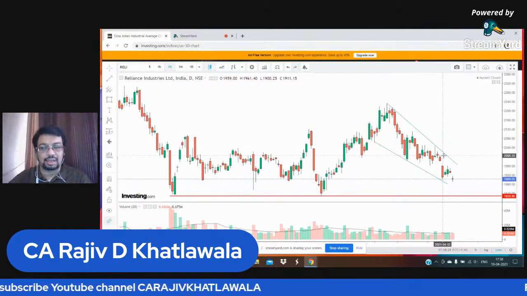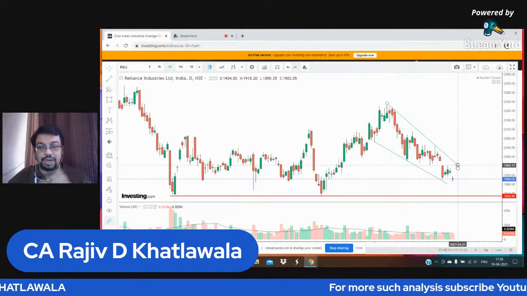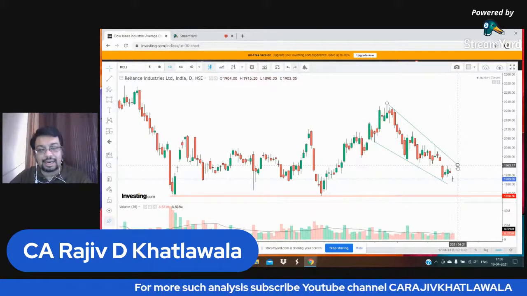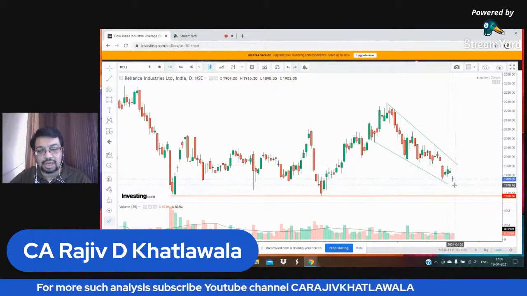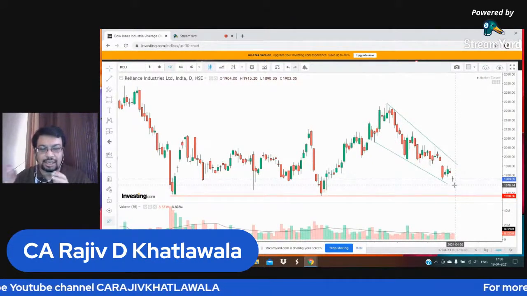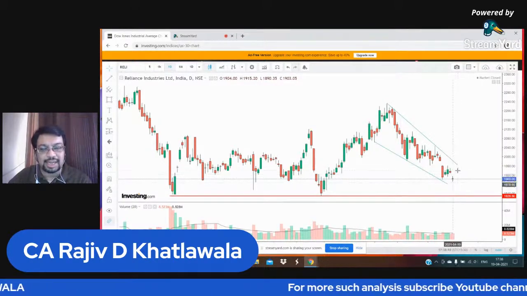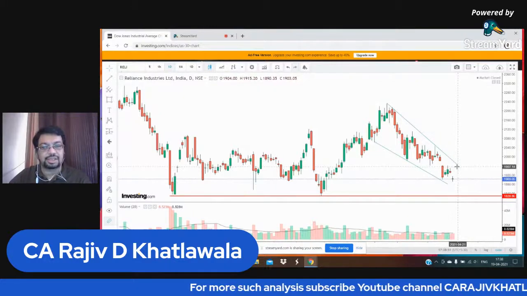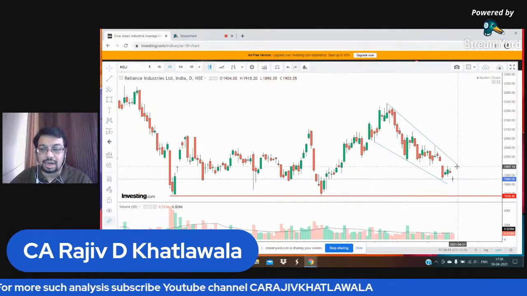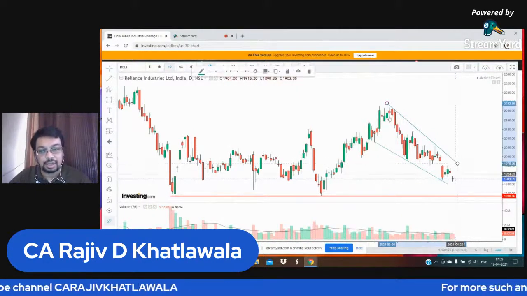Now, the upper level of this channel right now, if I see the upper trend line, that level comes to 1963, and the lower part of the channel comes to near 1876. So we can say that in the next few days, the price can hover between 1875 and 1963 or 1970.